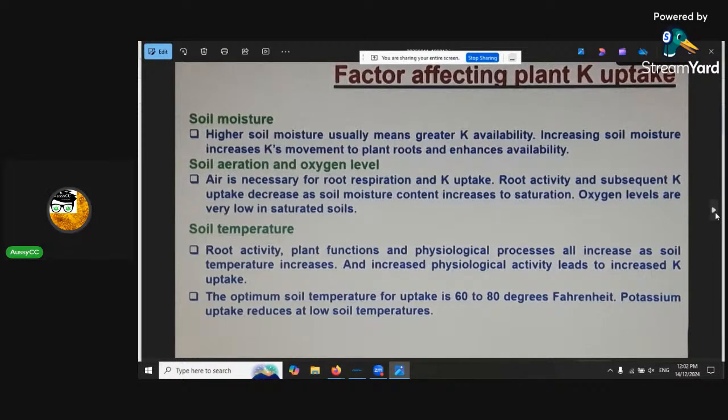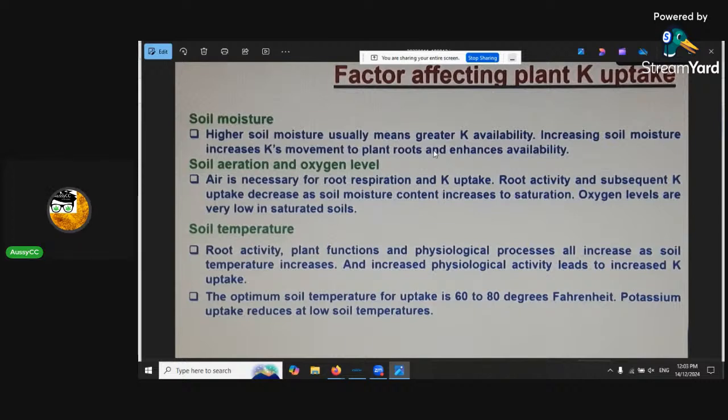Factors affecting plant potassium uptake. Soil moisture. So high soil moisture usually means greater potassium availability. Increasing soil moisture increases potassium's movement to plant roots and enhances its availability. That's why drip feeding is really good. So if you've got a cultivar that's potassium hungry, you might want to consider doing your irrigation that way.